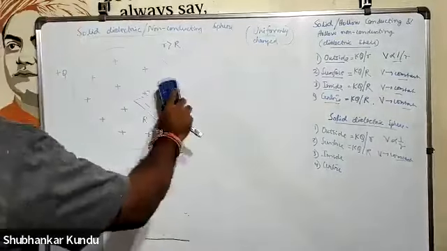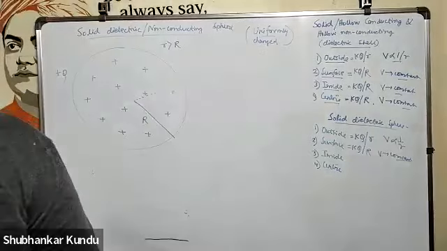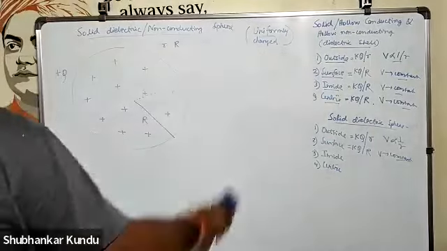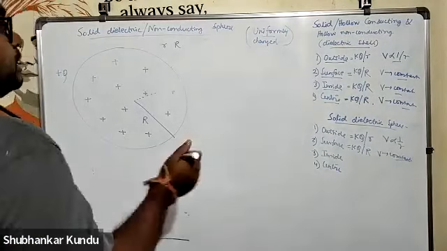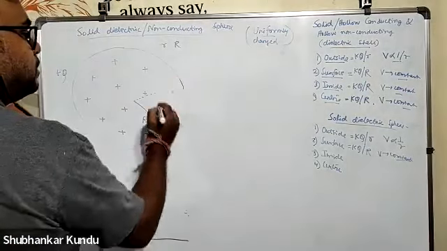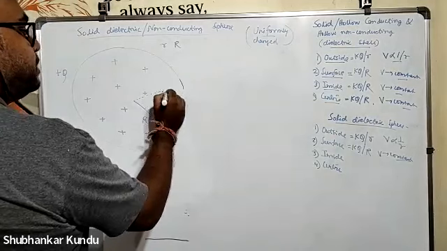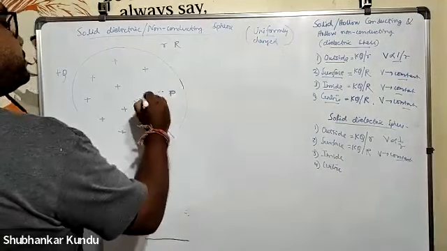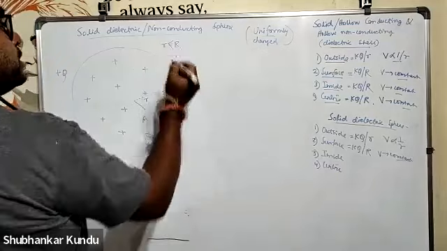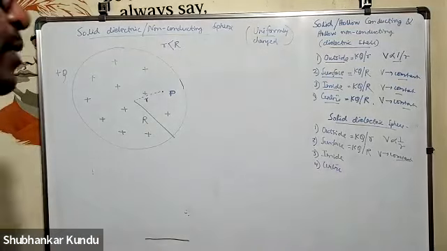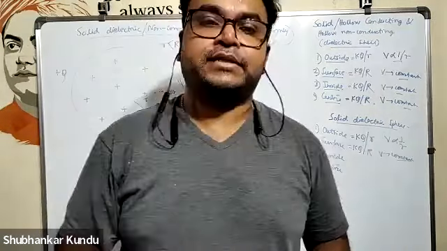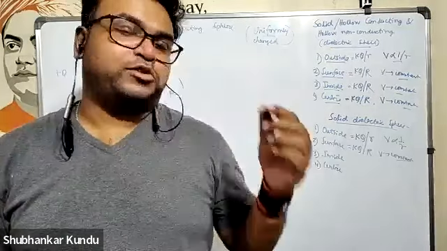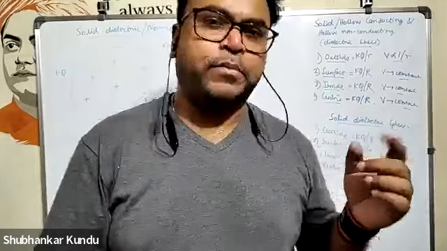Inside case. For inside, small r will be less than capital R. Let this be the inside point P. Small r is less than R. If you remember the case of the solid dielectric sphere, electric field, this was the only case where the expression came out to be different.